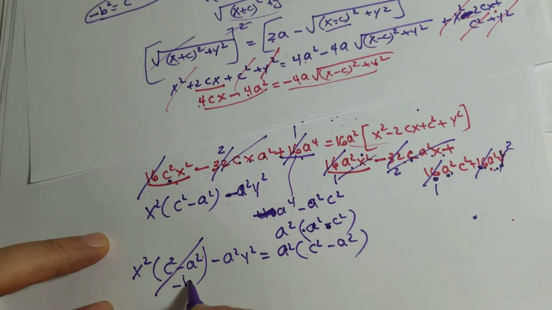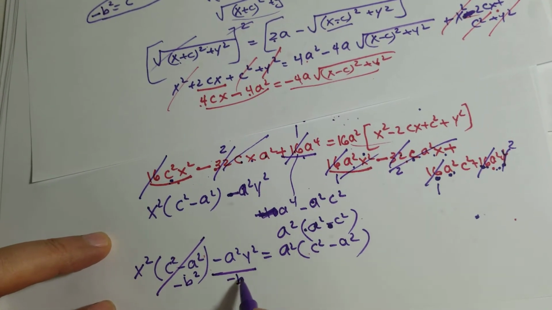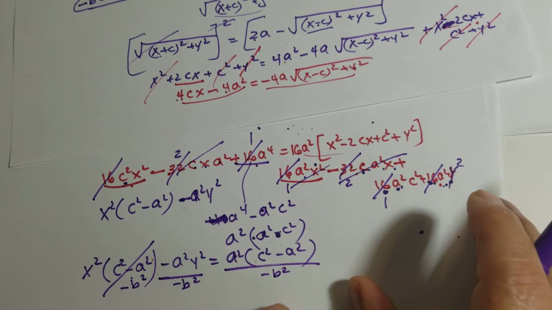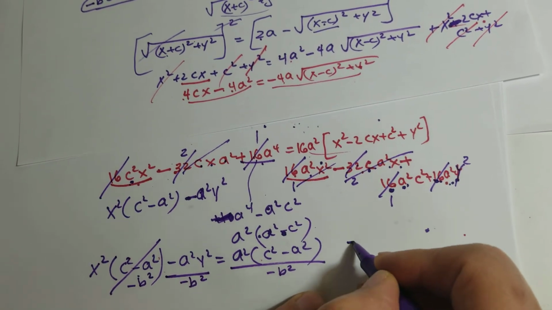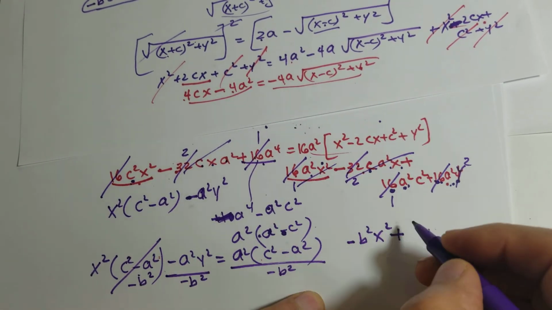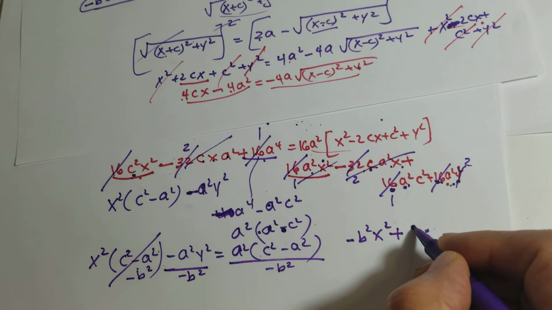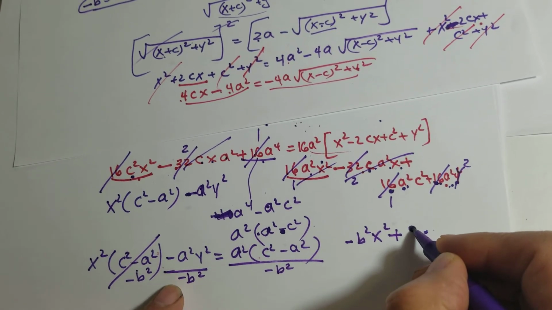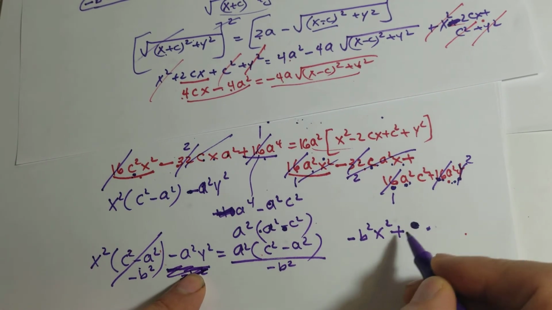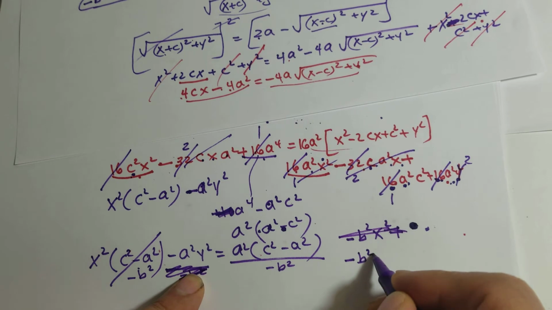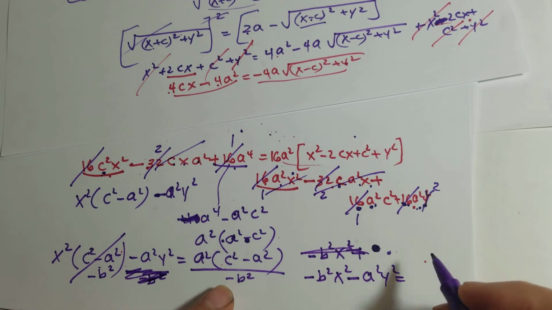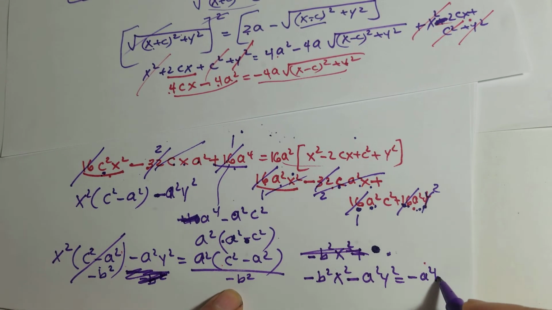I put negative b squared. Negative b squared x squared plus a squared y squared. That becomes nothing, except this one I don't have anything. That's a negative b squared. That becomes minus negative b squared x squared minus a squared y squared equal to negative a squared b squared.